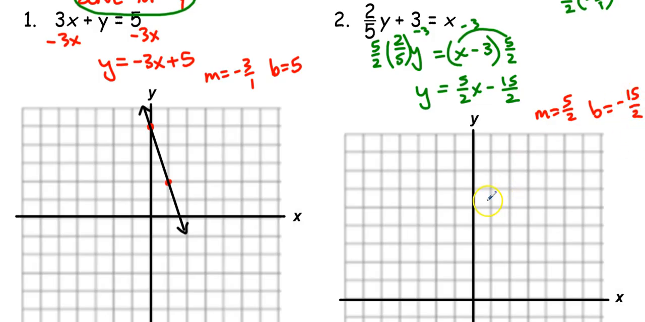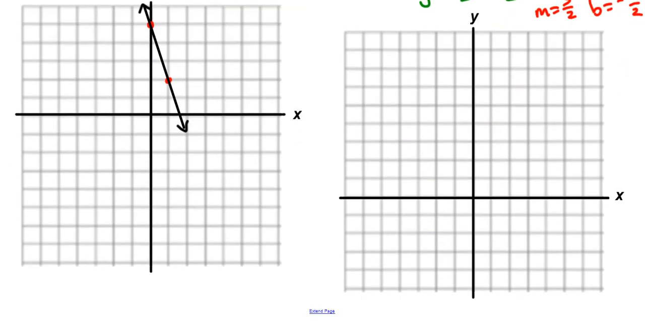So negative 15 over 2 is 7.5, so let's go down 7.5. 1, 2, 3, 4, 5, 6, 7. We got to extend this a little bit. So there's my y-intercept, somewhere down there. And then my slope is going to be up 1, 2, 3, 4, 5, right 2. There's 1 point. Up 1, 2, 3, 4, 5, right 2. There's 2 points. So plot that, and you're pretty much done.